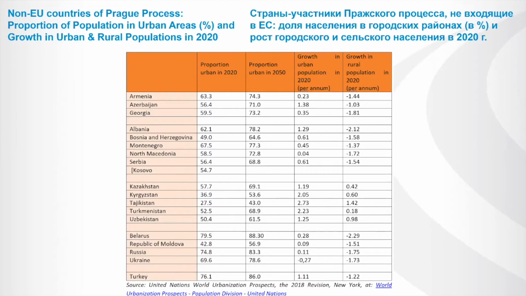Now, it's very easy to forget, when we are talking about migration, that internal migration exists. I flagged it up with urbanization early on in this presentation, that it's a significant transformation of our world. And here we have, for the Prague Process countries, the proportion urban in 2020 and the projected proportion for 2050. All Prague Process countries are urbanizing, but some are urbanizing faster than others.